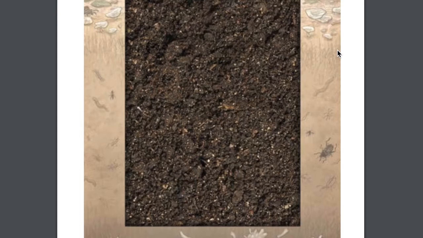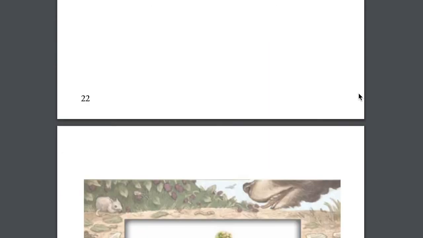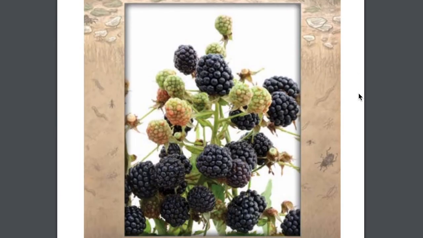Soil is at the heart of most ecosystems on land. In the forest ecosystem, every living thing can be sorted into one of three basic categories: producers, consumers, and decomposers. Producers make their own food. Plants do this through the process of photosynthesis.